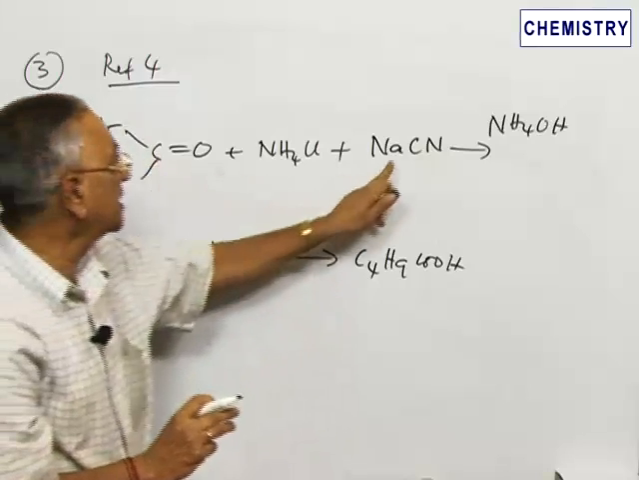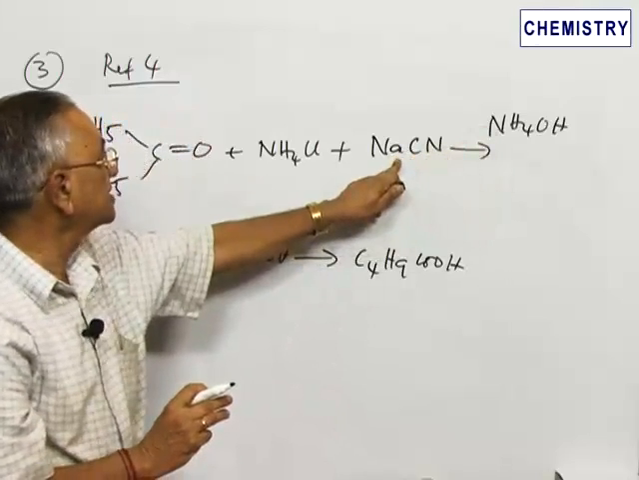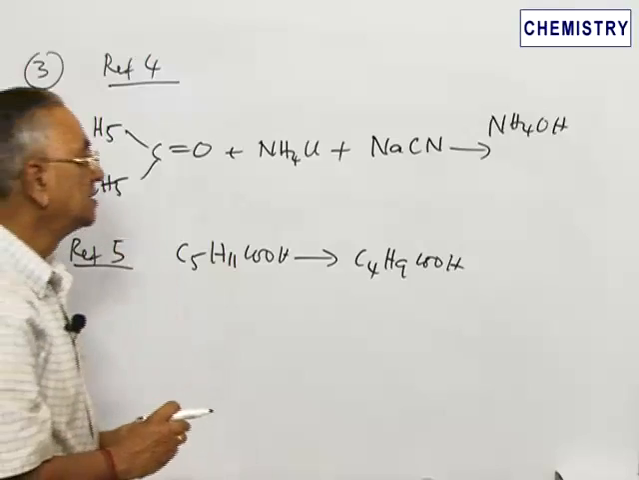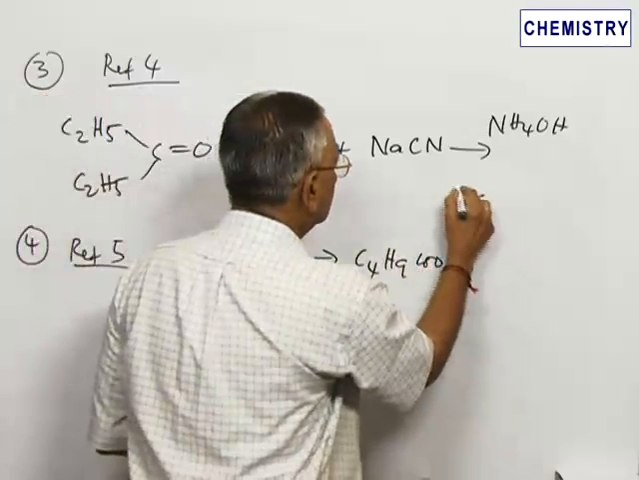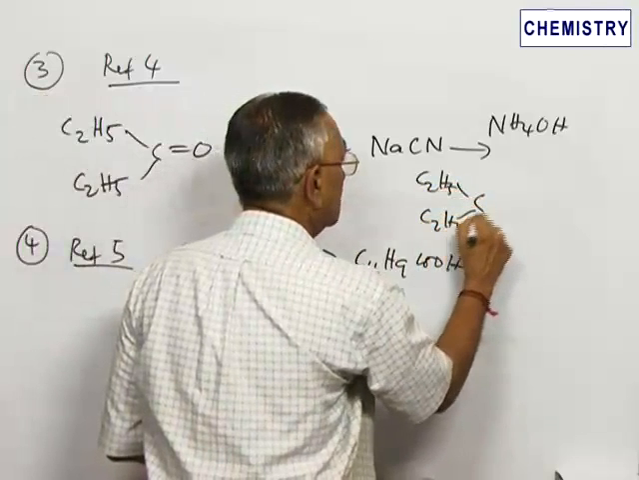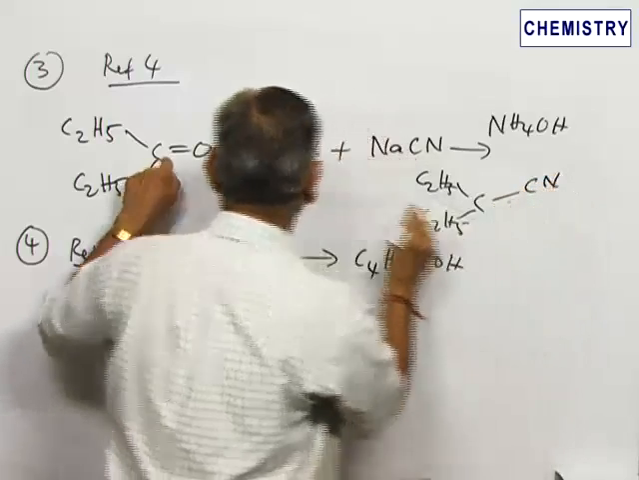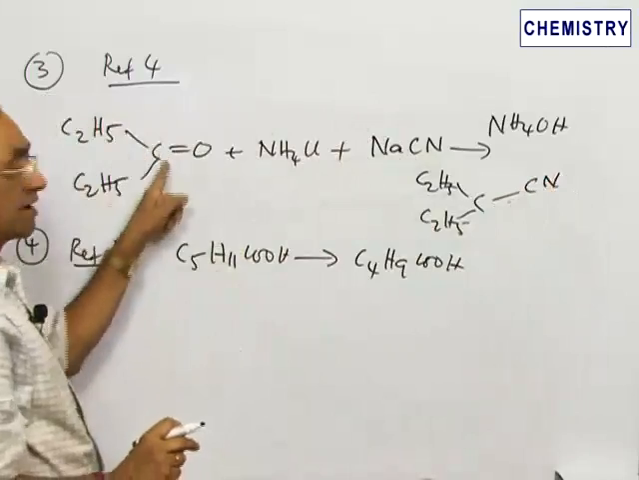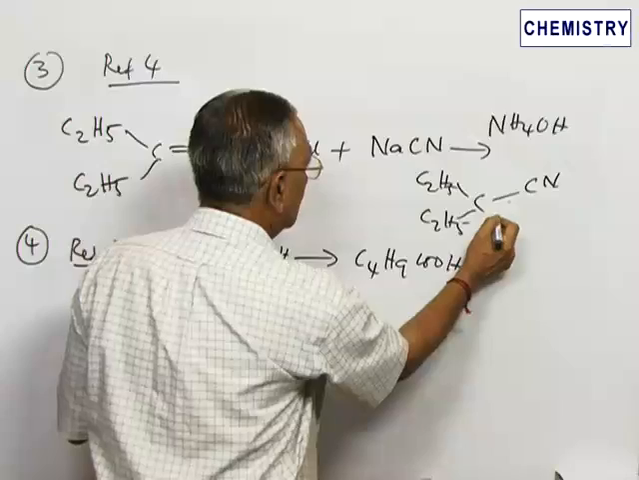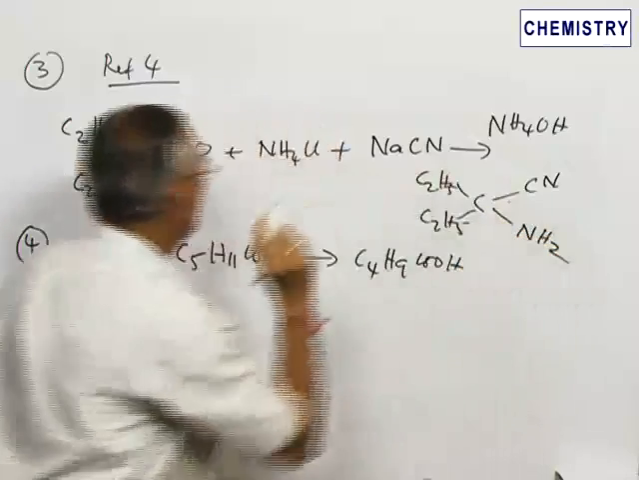What happens when it is treated with sodium cyanide in the presence of a weak alkali? What happens when it is treated with sodium cyanide and in the presence of ammonium chloride? This is a very simple reaction in which the two ethyl groups will be retained as they are, 2C2H5, and then we will have a cyanide attached to it because this is an electrophilic center. This is a ketone. This is an electrophilic center. Therefore, the cyanide will attack this, and then after that, the NH2 will also be attached to that.